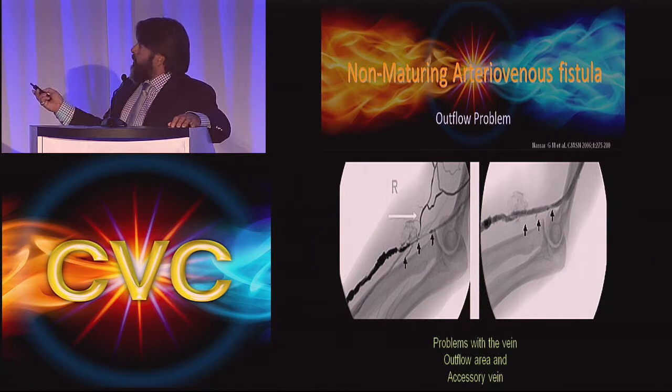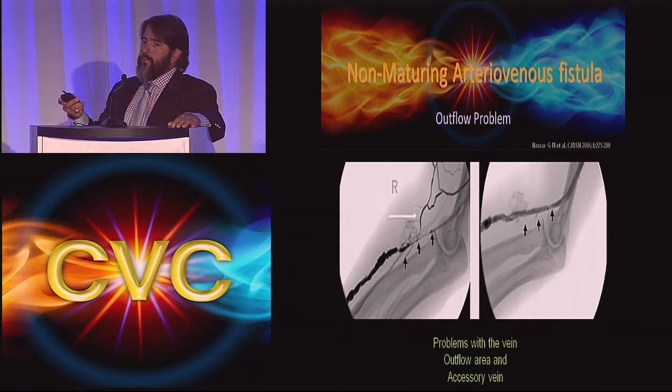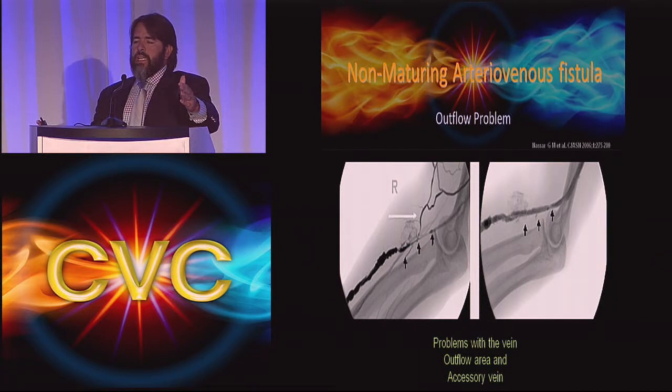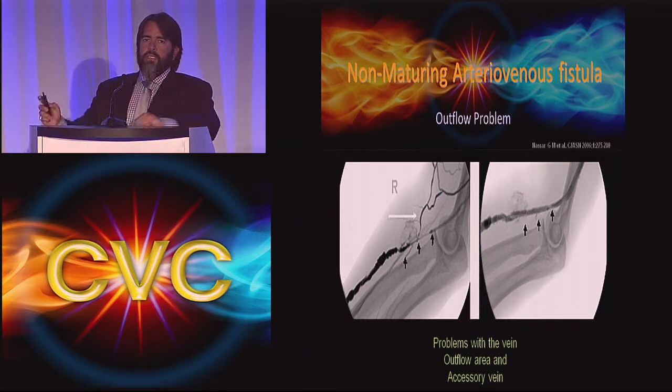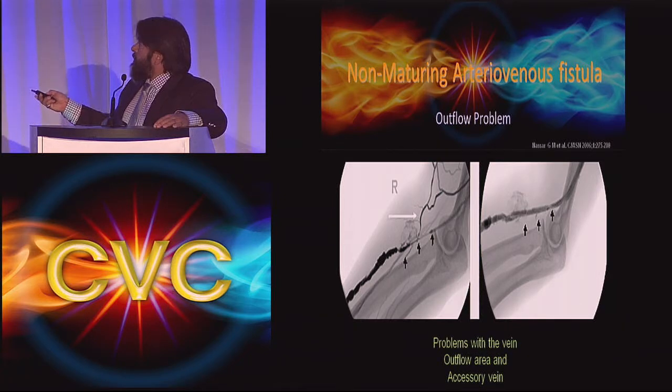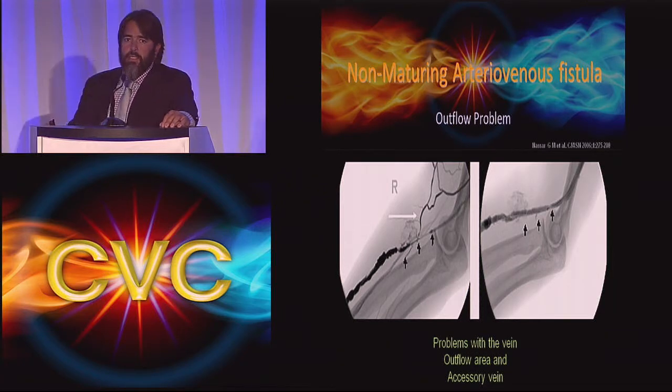So, of course, the other problem is that, like I mentioned before, they tell you the vein is really nice. You put the anastomosis, and initially you feel some thrill. But then at 3 months, they come back and say, oh, it's not maturing. Can we use it? It's all pulsatile. Well, you see a stenosis there. This is not a big deal.